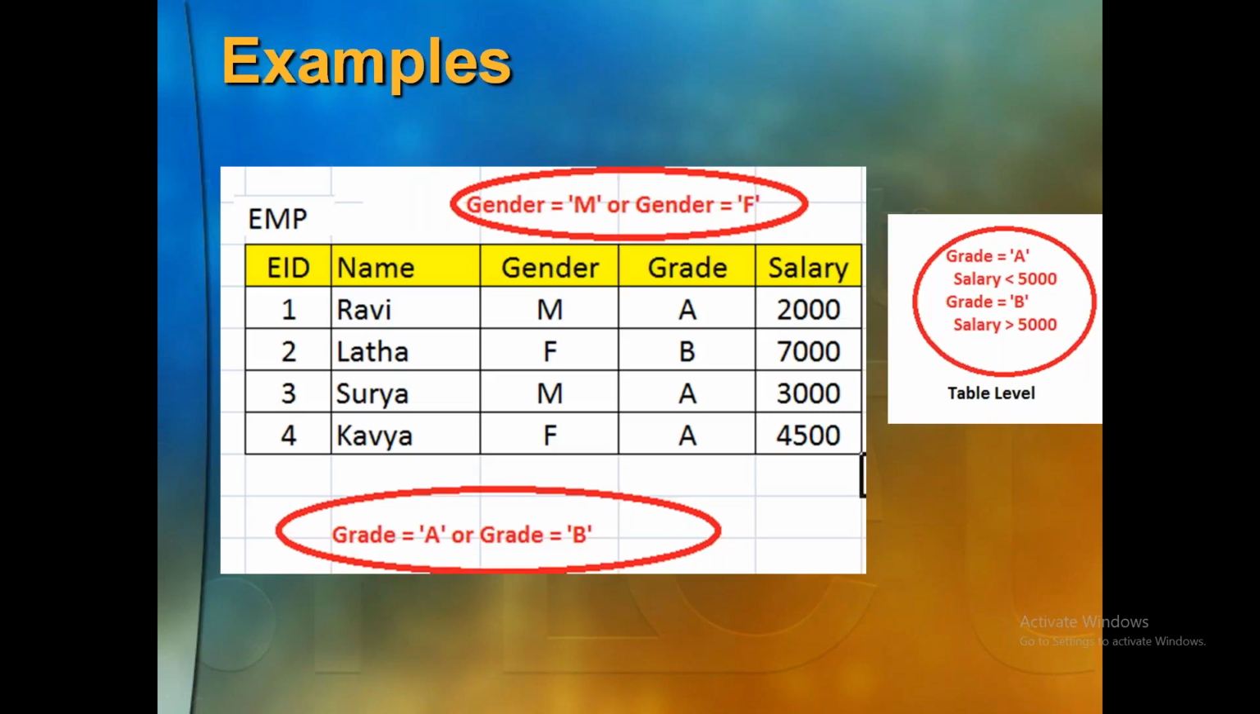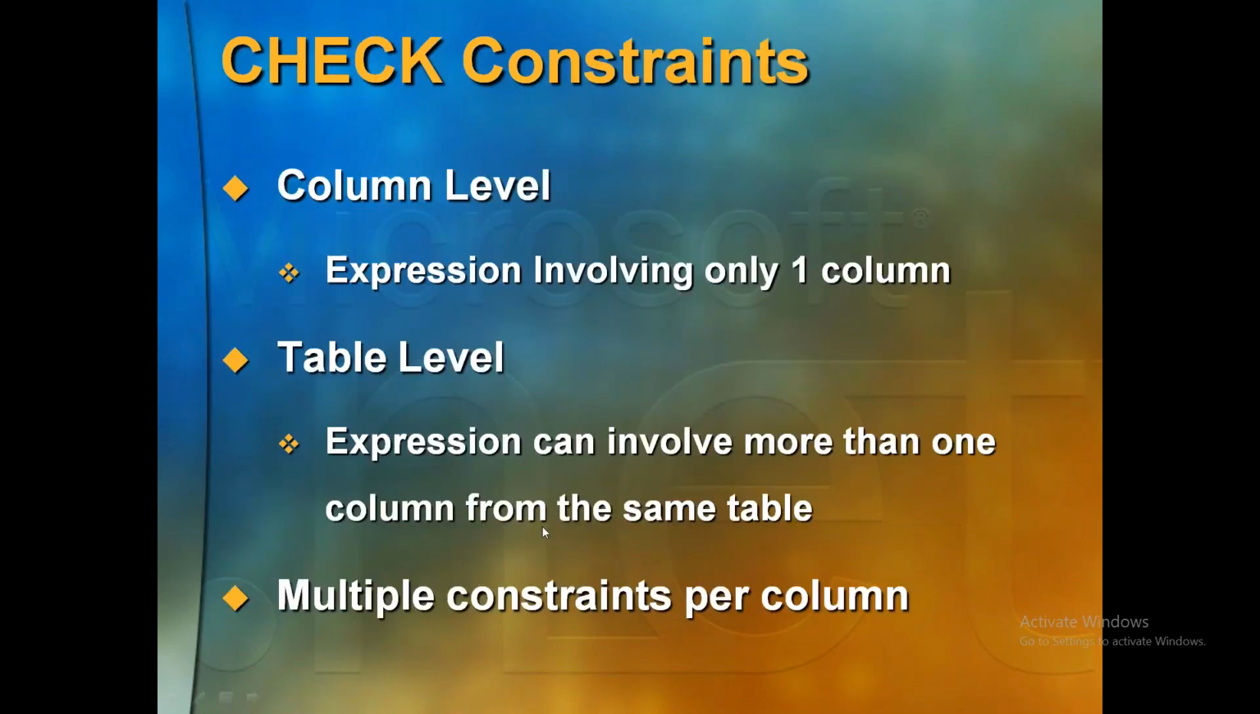So you can have column level check constraints and table level check constraints, and you can have multiple constraints per table. Clear? Whenever you insert the data, if you have these kinds of expressions, SQL Server is going to verify them one by one, one by one. That's what you need to understand.